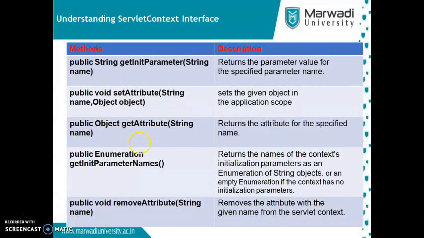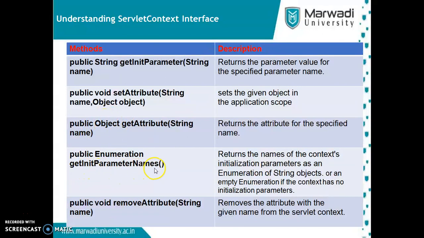Same, if you want to fetch the attribute value, let's say getAttribute, provide the attribute name, it will return the object of that particular attribute. So I'm going to provide getAttribute, the string would be the parameter name, so it will return me the parameter value with the return type Object.